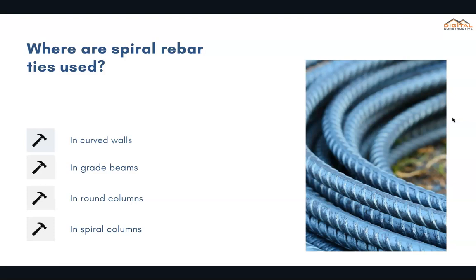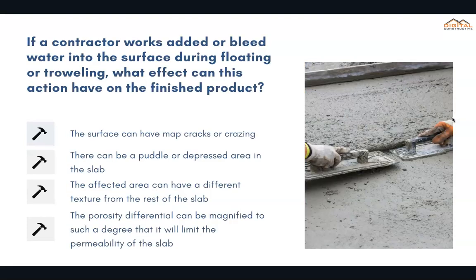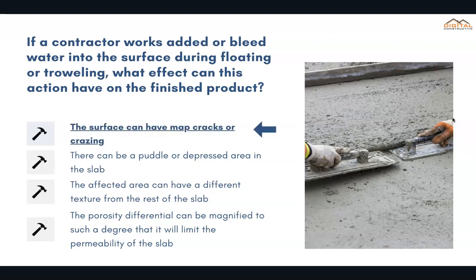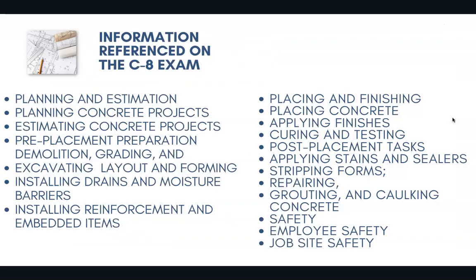Where are spiral rebar ties used? The correct answer is in round columns. If a contractor works added or bleed water into the surface during floating or troweling, what effect can this action have on the finished product? The correct answer is the surface can have map cracks or crazing.